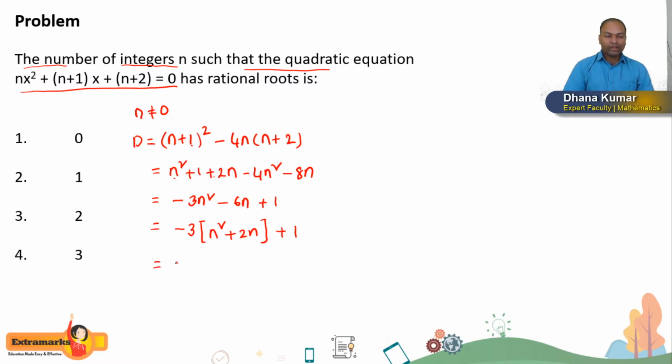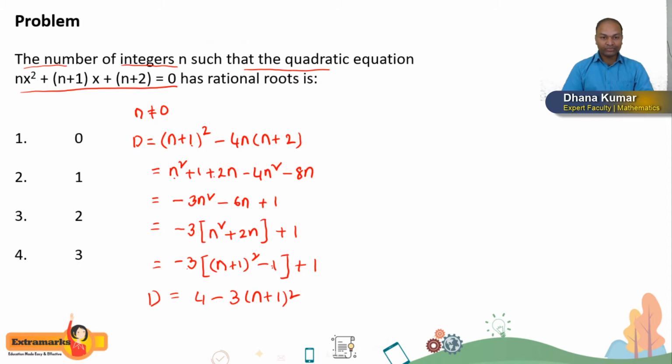So that is equal to minus 3 times. This can be written as n plus 1 whole square minus 1. Correct or not? Right. Expand this bracket. Minus 3 into minus 1 plus 3, 3 plus 1, 4. So 4 minus 3 times n plus 1 whole square. Answer for what? Discriminant. Okay. Right. Just you see here, on one side I am writing discriminant is equal to what? 4 minus 3 times n plus 1 whole square.